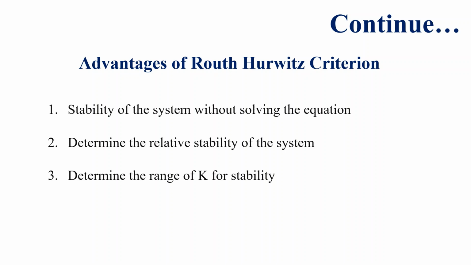If we talk about the advantages of this Routh Hurwitz criteria, then we have three major advantages. With the help of this criteria, we can find the stability of the system without solving the equation. With the help of this method, we can easily determine the relative stability of the network. With this method, we can determine the range of the unknown parameter k for the stability of the system.